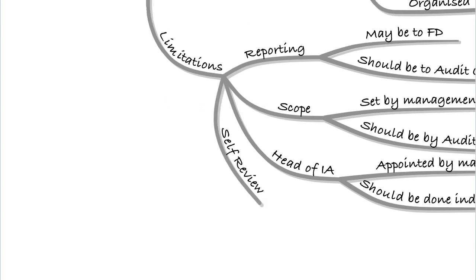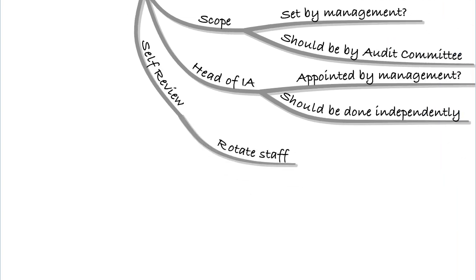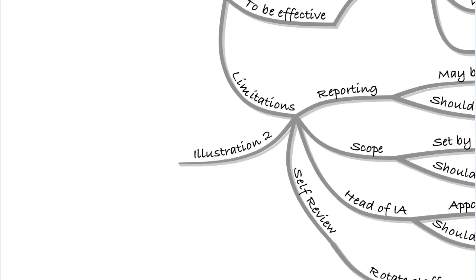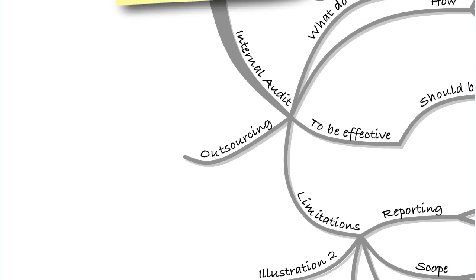So if they're constrained by management in any way, that's going to be a problem. Another problem we looked at with internal audit is self-review, if they're reviewing the same area of the business over and over each year. So what you need to do is rotate your staff. Make sure that they're not looking at the one area over and over every single year. They look at different areas each year. And we looked at illustration 2 to reflect how that comes up in the exam.